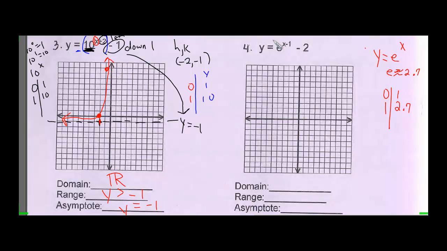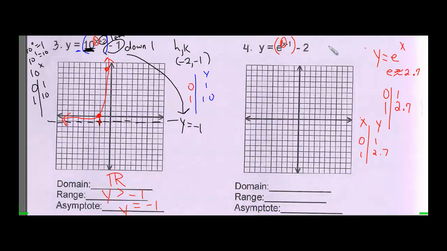Now let's figure out what's happening. There is nothing being multiplied to e. The old y values would stay the same. And there's nothing being multiplied to x here. So the x values would also stay the same.